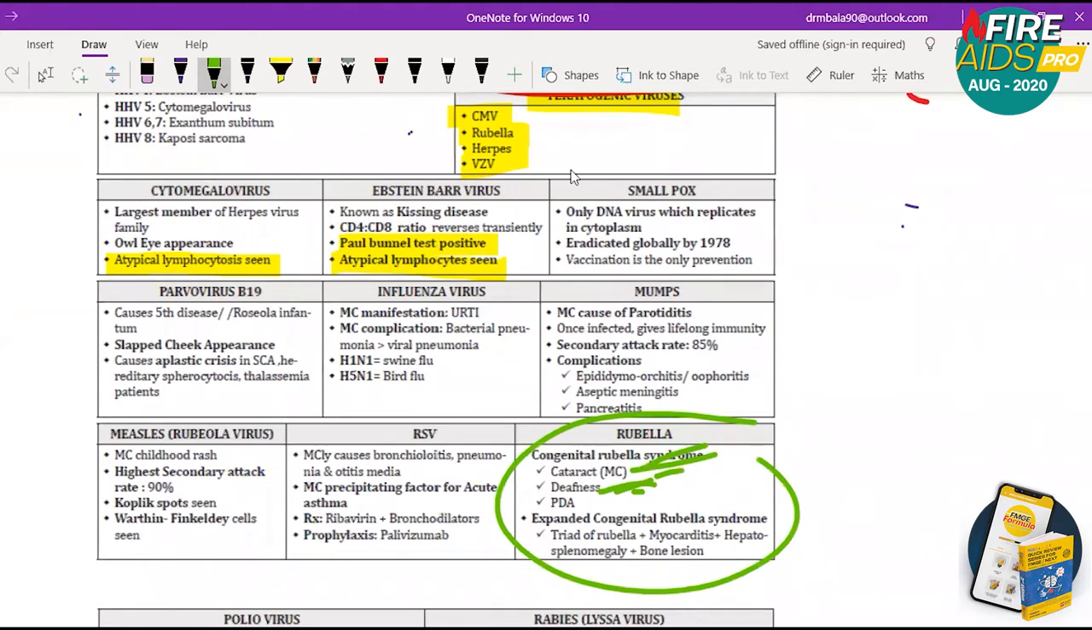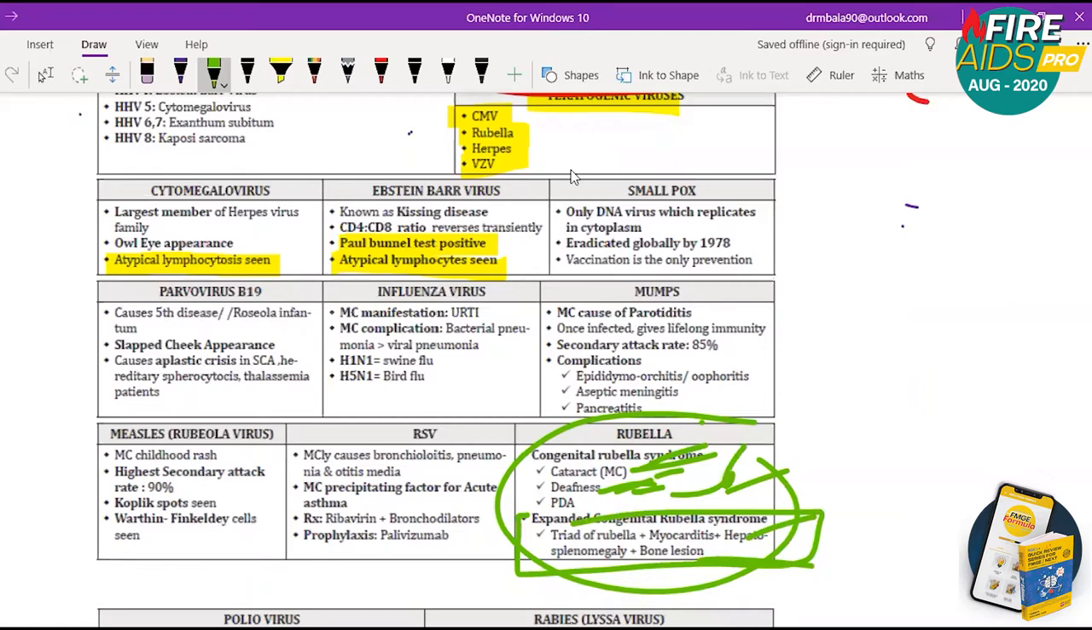Along with that, there could be extended congenital rubella syndrome. There could be a heart problem, that is myocarditis. There could be a liver problem, hepatosplenomegaly. There could be a bone problem, like bone lesions also. That is expanded congenital rubella syndrome. But at bare minimum, this point you should know: cataract, deafness, and PDA.